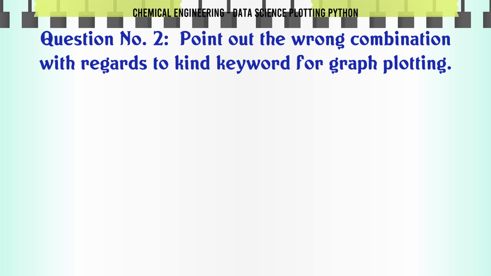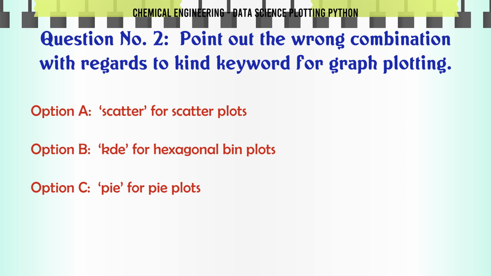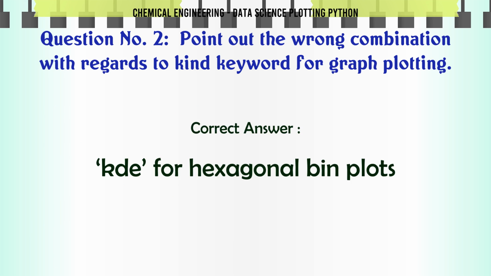Point out the wrong combination with regards to kind keyword for graph plotting. A. Scatter for scatter plots. B. Hexbin for hexagonal bin plots. C. Pie for pie plots. D. None of the mentioned. The correct answer is Hexbin for hexagonal bin plots.